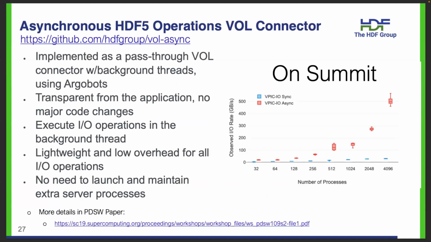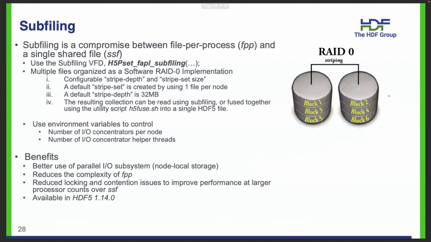This is an example of using async, on Summit. The blue is with async as the number of ranks increases. This is in gigabytes per second, and you can see that without async, it's very slow bandwidth compared to with async, which is very good. And of course, I won't mention it again, but subfiling is another way to get really good performance if you want to go that route.